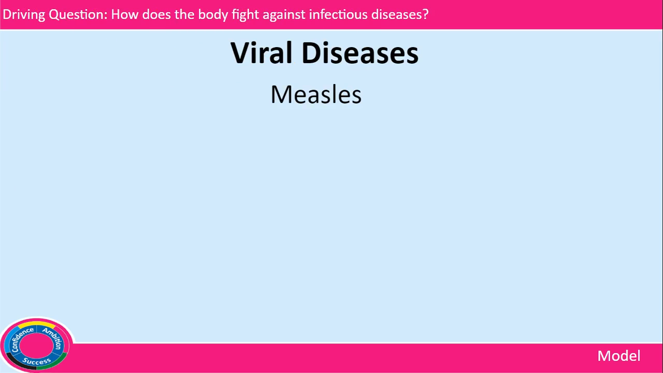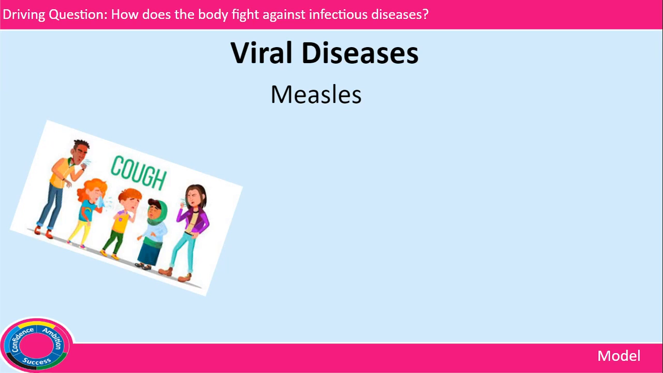Right. First disease is measles. Measles is caused by a virus. Okay, we're looking at viral diseases. How is measles spread? By talking, by coughing, from the tiny droplets of the infected individual. Okay, this is why it's very important to be using your handkerchiefs when you're sneezing or when you're coughing.